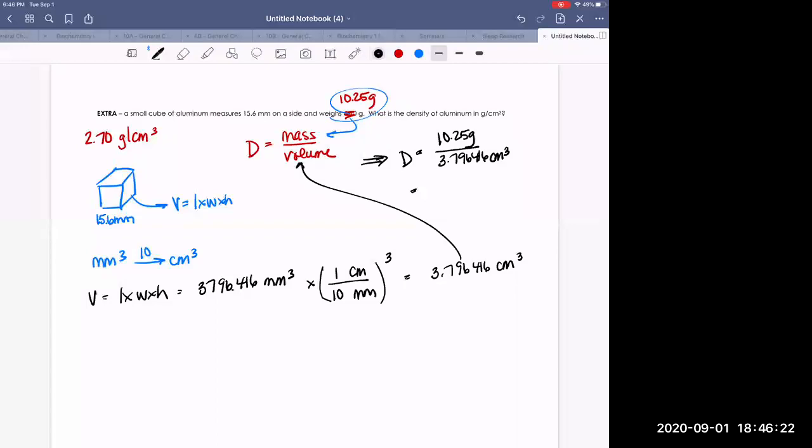That will give me 2.6999 in my calculator. I'm going to have 3 significant figures, so I'm going to round to 2.70 grams per cubic centimeter.